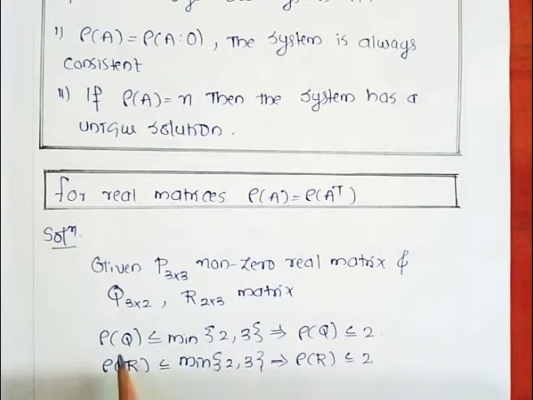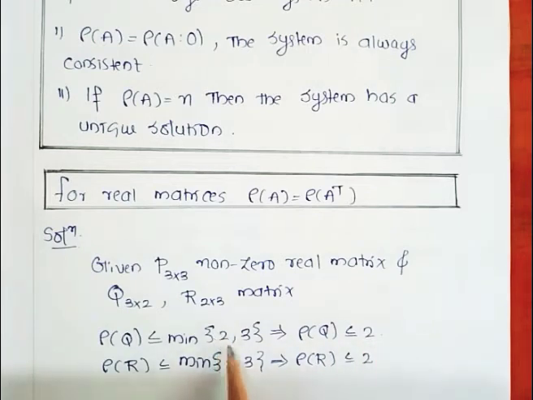So here rank of Q is less than or equal to minimum of 2 comma 3. That is, we are using the previous result, rank of A is less than or equal to minimum of m comma n for an m by n matrix. So using that we get rank of Q is less than or equal to minimum of 2 comma 3, which implies that rank of Q is less than or equal to 2.